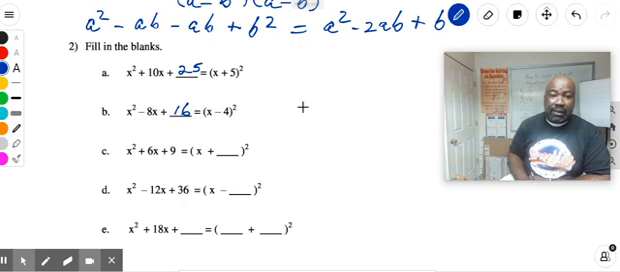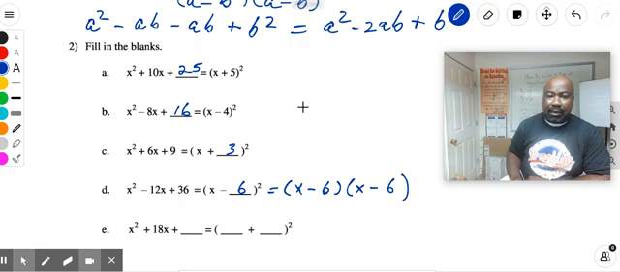Positive 5 squared is 25. So if you look at this problem, you take half of 6, which is 3, and 3 squared. So this is just 3 right here. If you take half of 12, it's negative 6, right? So you have a negative right here. So therefore, you'll put your 6 right here, because you want to make sure when you add your middle terms, like, for example, x minus 6 times x minus 6.